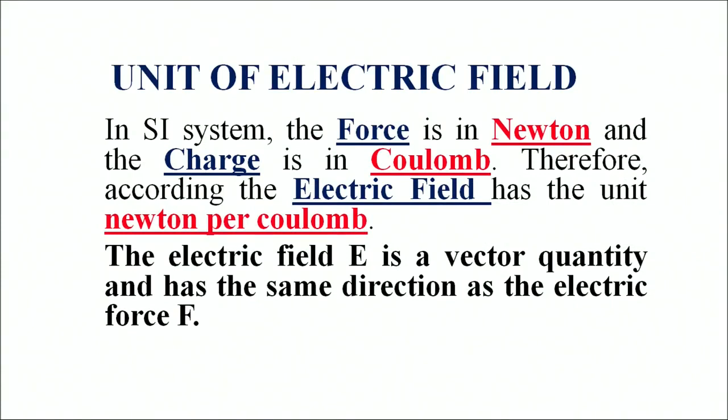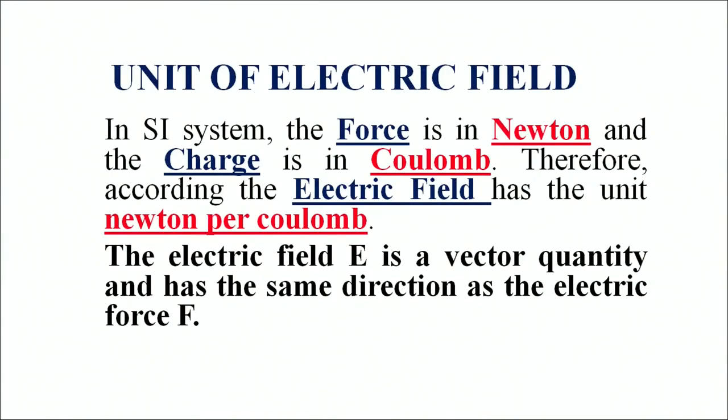Now, let us define the unit of electric field. What is the unit of electric field? We will talk it out. In SI system, the force is in Newton and the charge is in Coulomb. So, therefore, the unit of electric field will be Newton per Coulomb, because the formula for electric field is E is equal to F upon charge. It is force per unit charge, so it is Newton per Coulomb.